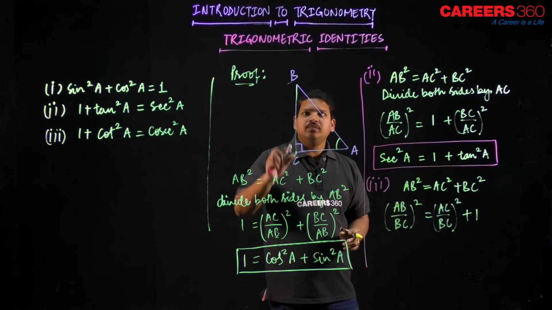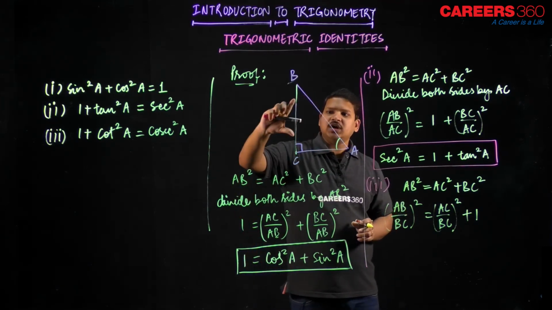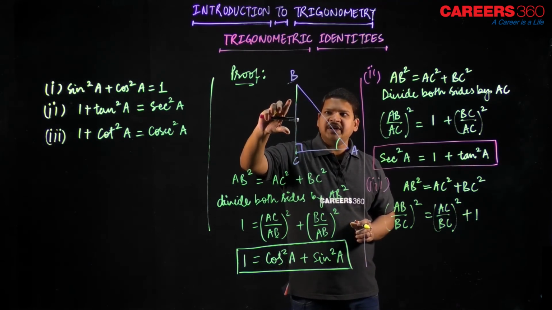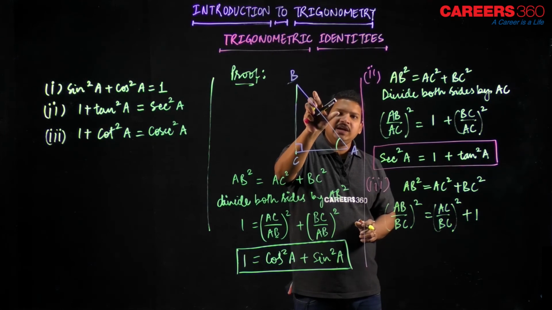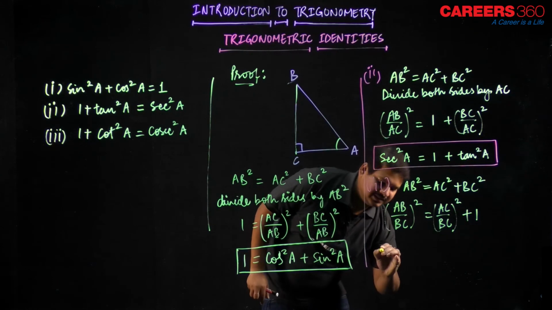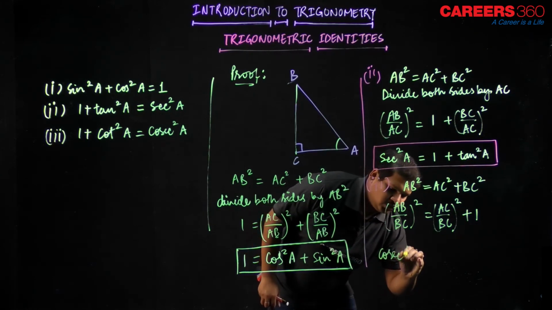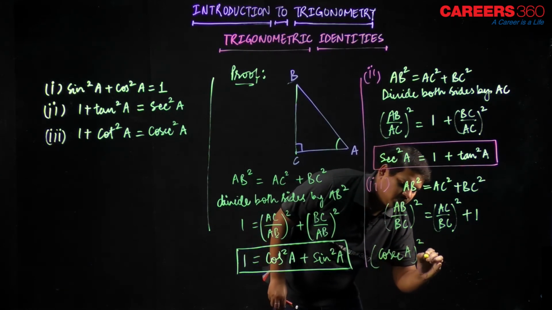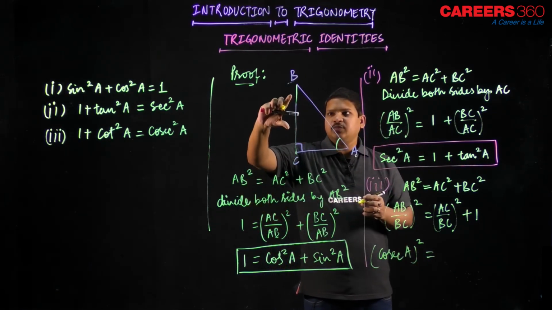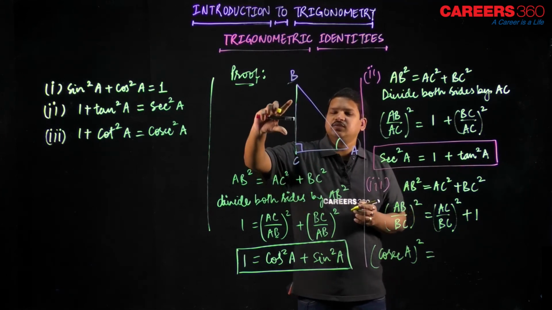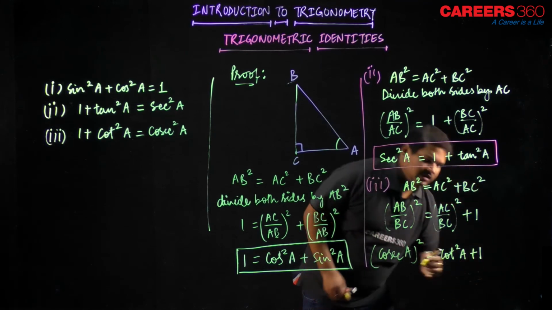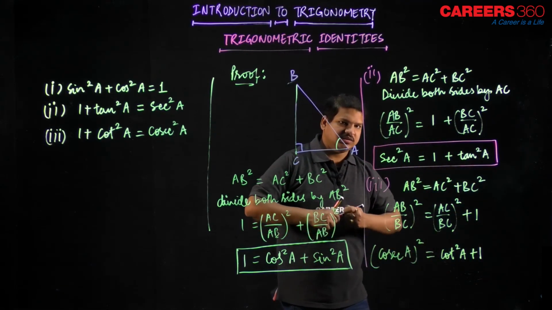Now AB upon BC is hypotenuse upon perpendicular. As you know, perpendicular upon hypotenuse is sine, and hypotenuse upon perpendicular is cosec. So this will be my cosec A whole square, and then AC upon BC. BC upon AC would be tan, and AC upon BC would be cot. So this is my third identity.